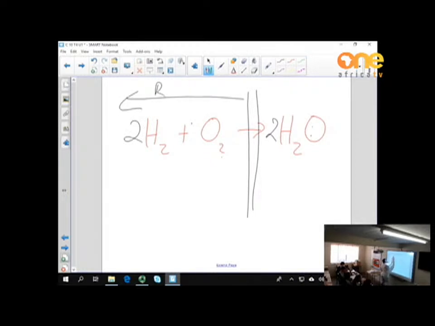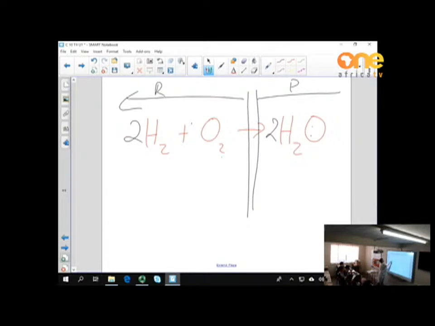This is reagents, that is products. Can I create or destroy matter? No. In other words, what I start out with, I must end up with, but it can be in a different form. It can be bonded or whatever. Okay, so let's have a look at what we have in terms of the masses.